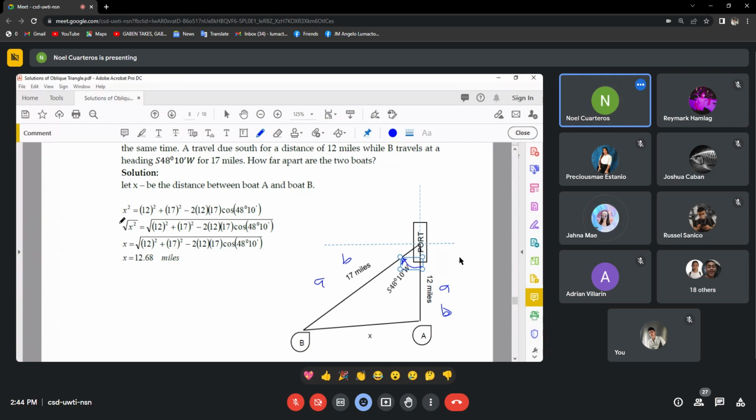Yes, sir. So, to remove the square, we take the square root of both sides. So x is equal to the square root of 12 squared plus 17 squared minus 2 times 12 times 17 times cosine, where our angle is 48 degrees 10 minutes.